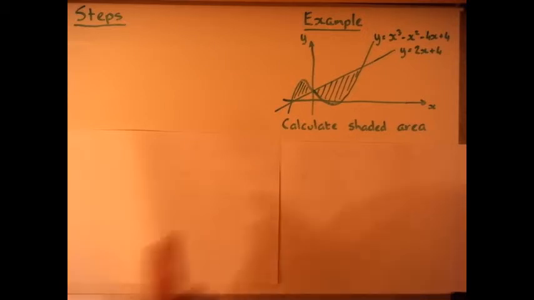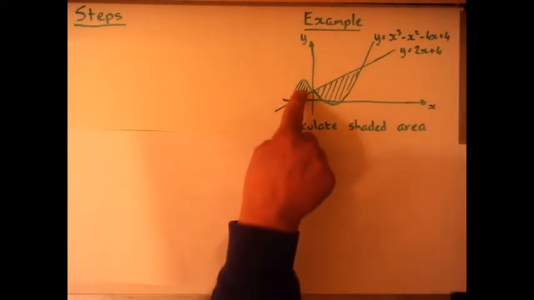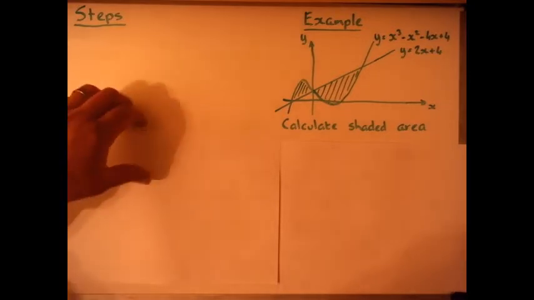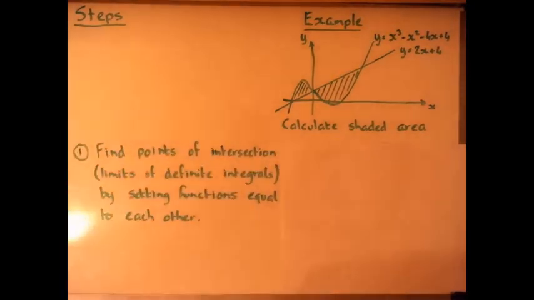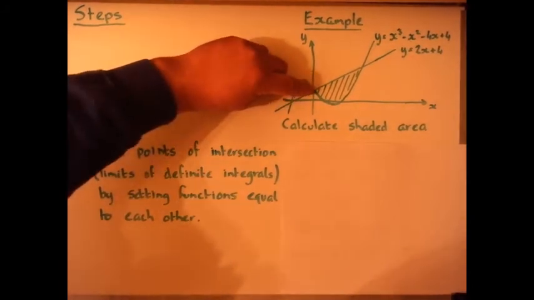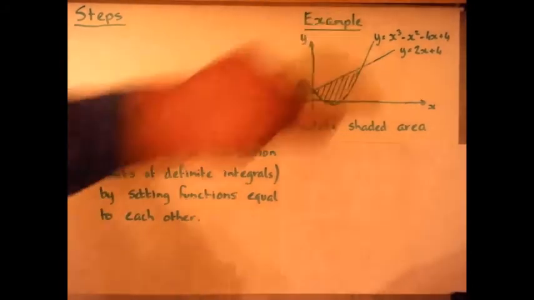So you'll see the shaded area is a combination of this area here and this area here, and we need to calculate them separately. So in order to do that, we're going to be working with two definite integrals, and we need to know the limits of those definite integrals. So how do we get the limits? Well, what we do is we're going to find the points of intersection where these two functions cross. So this point here, I need to know that point there, and that point there.